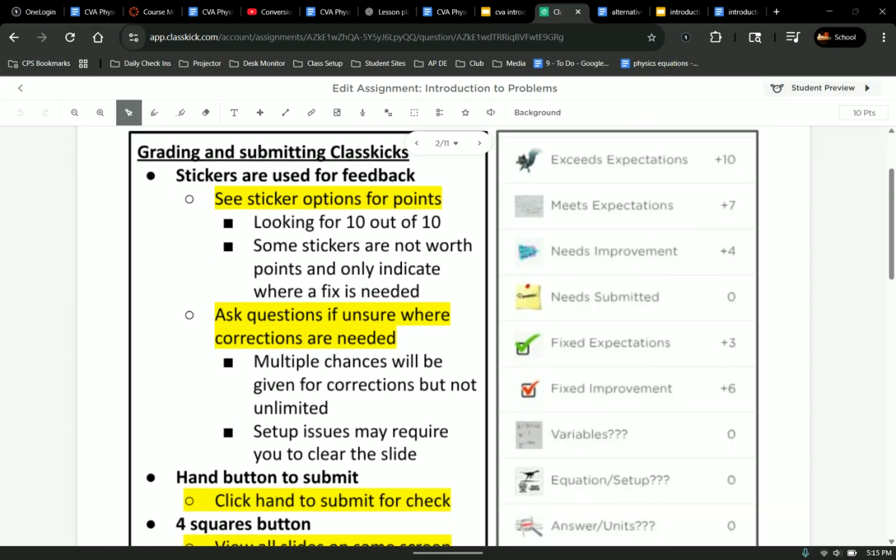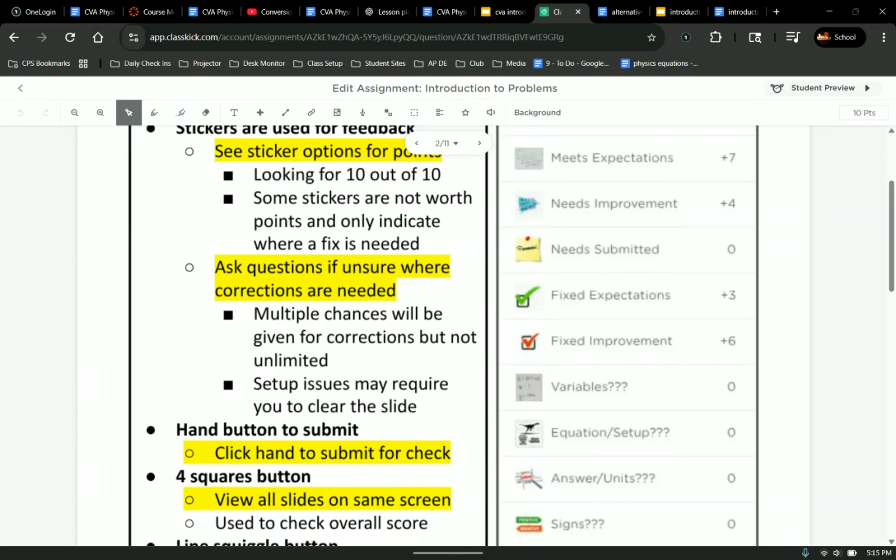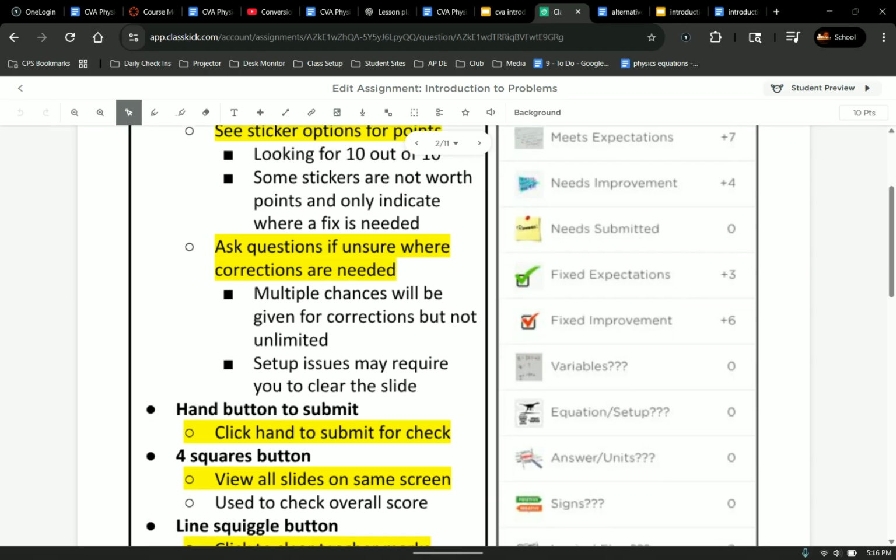So then you scroll. What I'll do is I'll put another sticker with what needs fixed. So like I said, maybe you forgot the units. By where you wrote your answer, I'm going to put a sticker that says answer units. Now that's clear, but sometimes it's not perfectly clear, especially when I give you an equation setup sticker, because then you're like, well, is it the wrong equation? Did I set it up wrong?